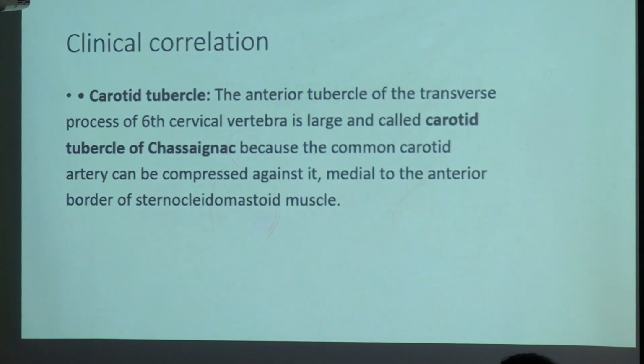And one clinical correlation: this is called the carotid tubercle. The anterior tubercle of the transverse process of the 6th cervical vertebra is large. This is called the carotid tubercle because the common carotid artery can be compressed against it, and it lies medial to the anterior border of the sternocleidomastoid muscle also.